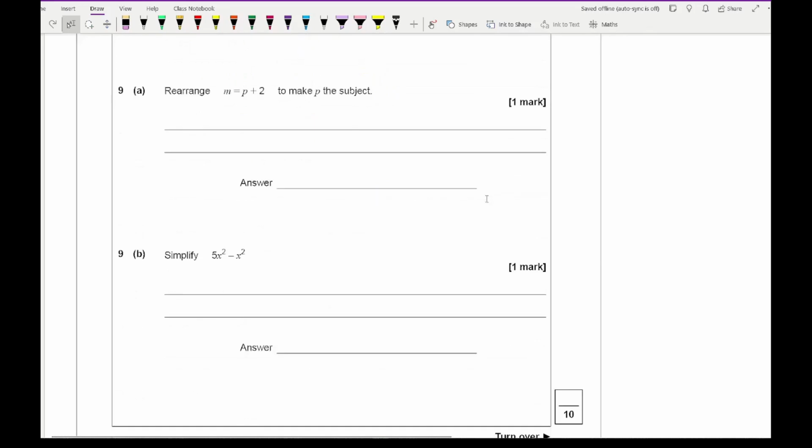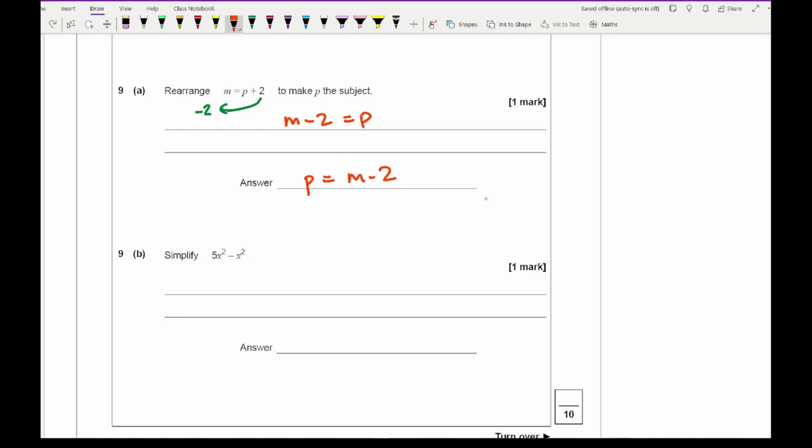Question 9a is about rearranging the formula. So we want to make p the subject. Here we can see we've got m the subject, so we've got m equals, but we want p equals. So what do I need to get rid of? We need to get rid of this plus 2. How to get rid of plus 2? Take away 2. So it's going to be m minus 2 equals p. So p equals m minus 2.